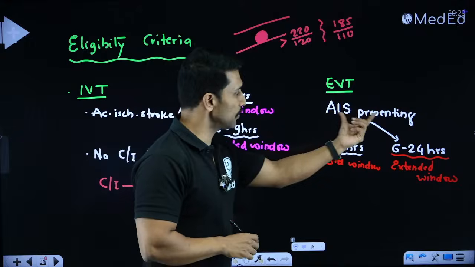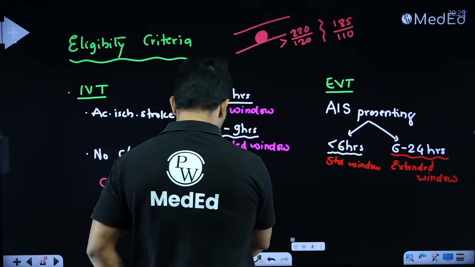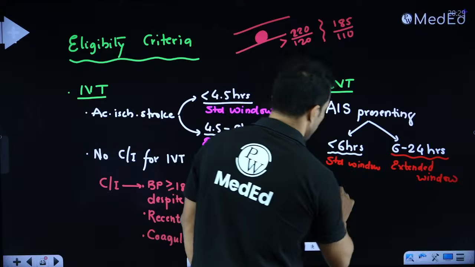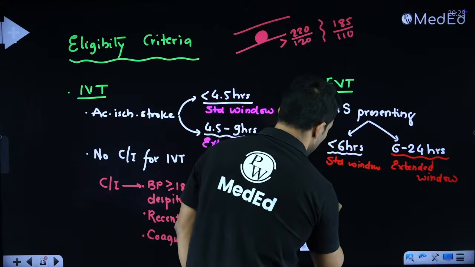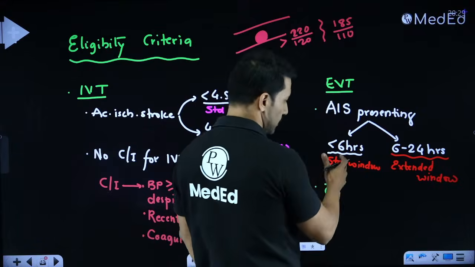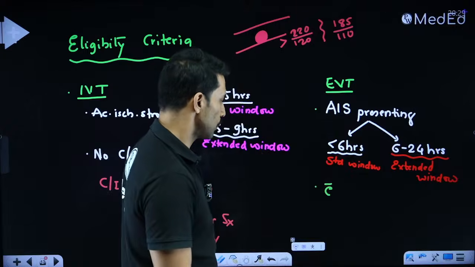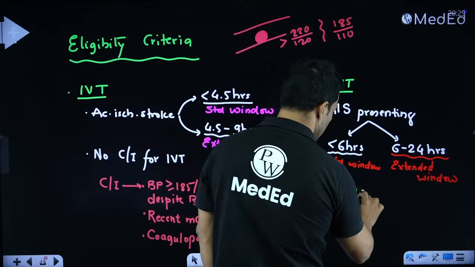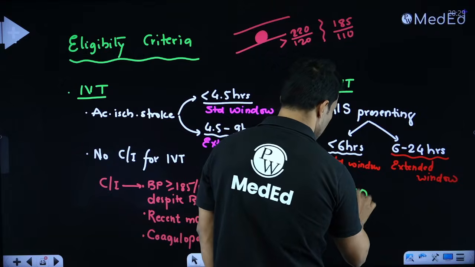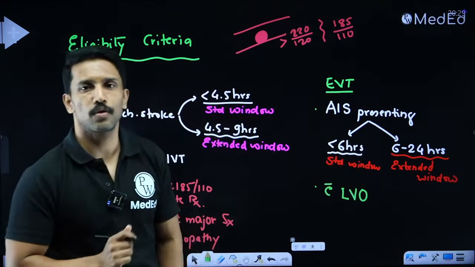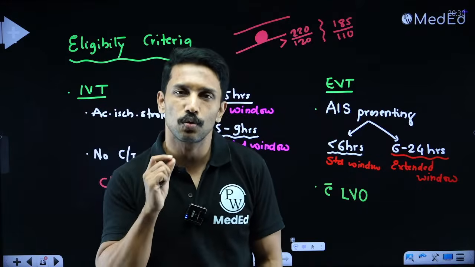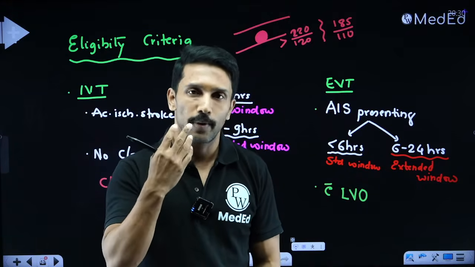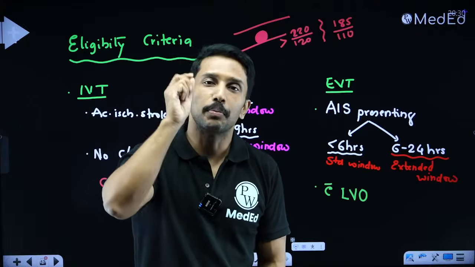Okay, acute ischemic stroke presenting within 6 hours or 6 to 24 hours, in both the cases, with a large vessel occlusion. This is a very, very important point. Means our current technology allows us to cannulate only the larger blood vessels. We cannot go to the deeper small blood vessels.